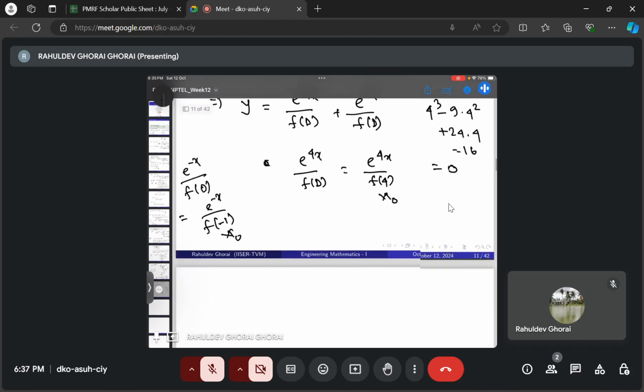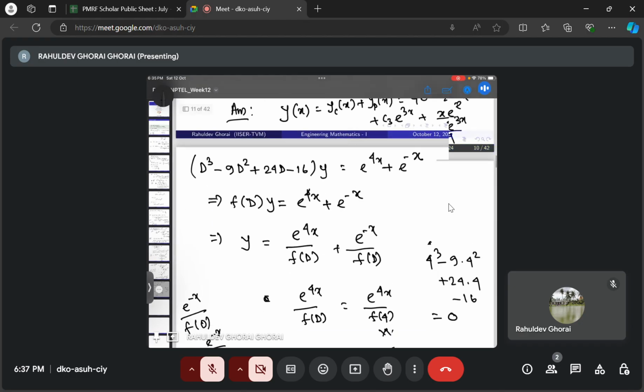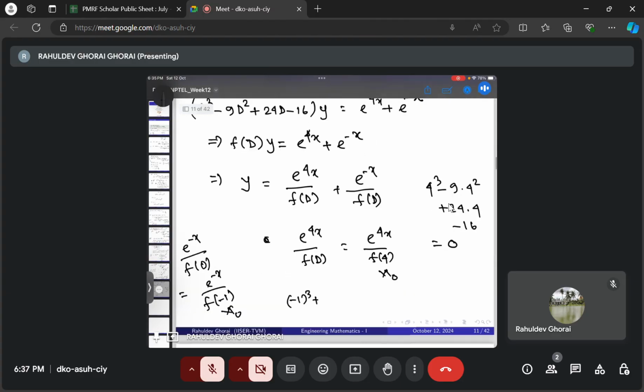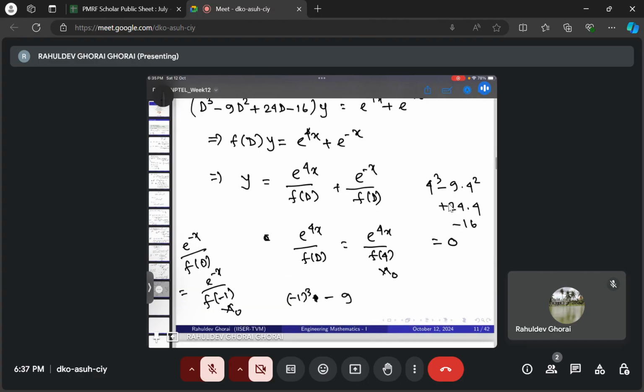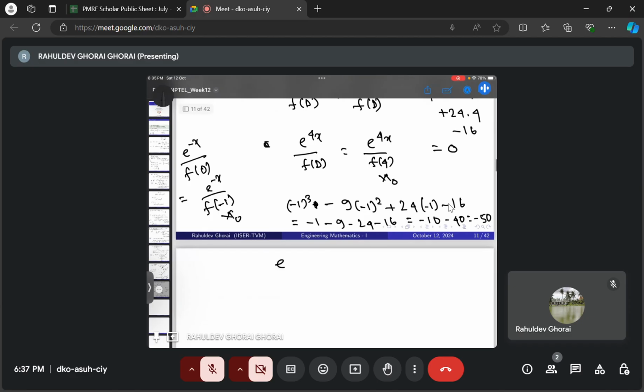So let's see what is f(-1), which is (-1) cubed minus 9 times (-1) squared plus 24 times (-1) minus 16. That will be -1 - 9 - 24 - 16. So it will be -10 - 40, so it will be -50. Right? So e^(-x)/f(D) is equal to e^(-x).